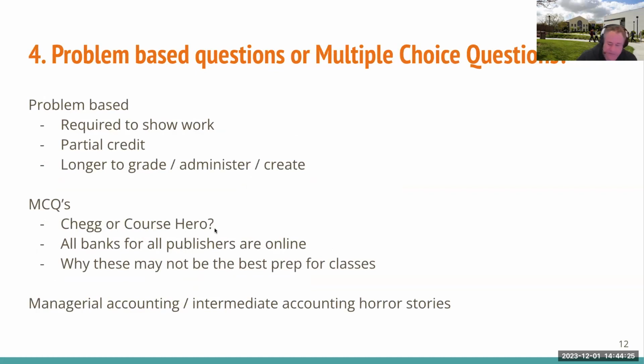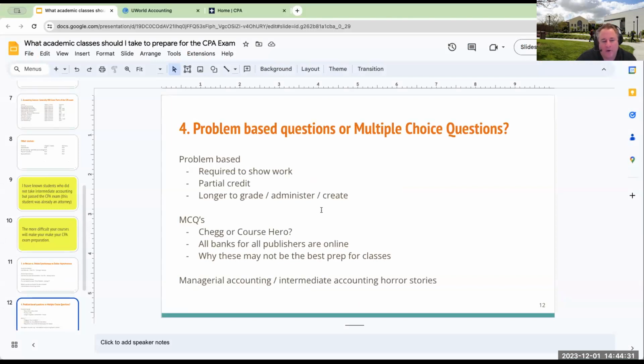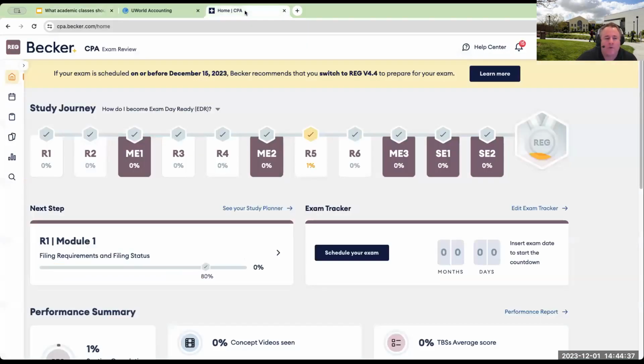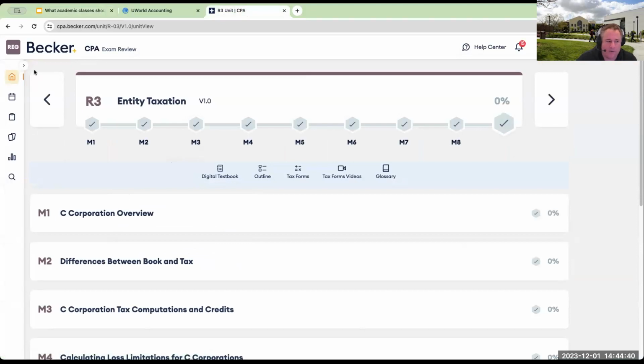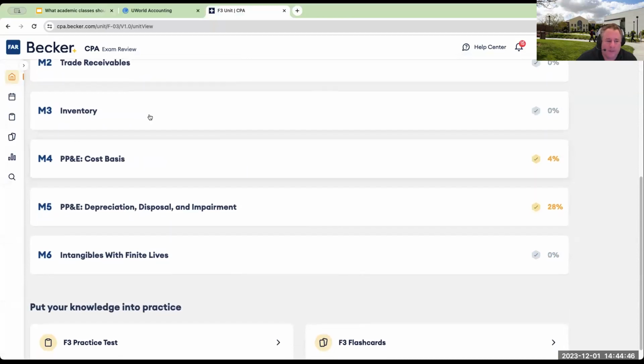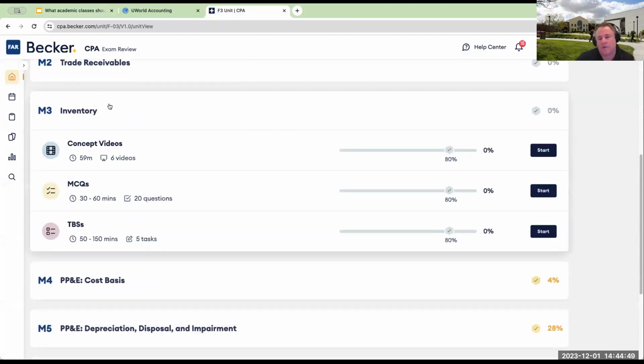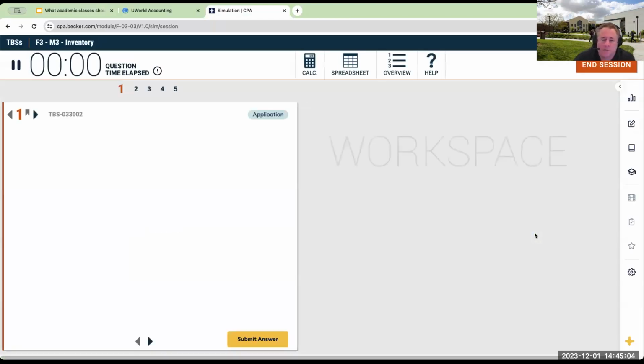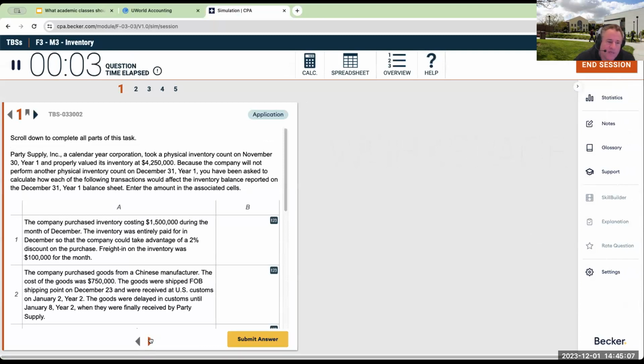Now, here's the thing when we're talking about how am I going to be given exams? How am I going to be tested? When you look at FAR, and I'll just come over here to one of the modules, on the CPA exam, you will have multiple choice questions, but you're also going to have task-based simulations, which I think are about 50% of the test score. Again, don't quote me on that.